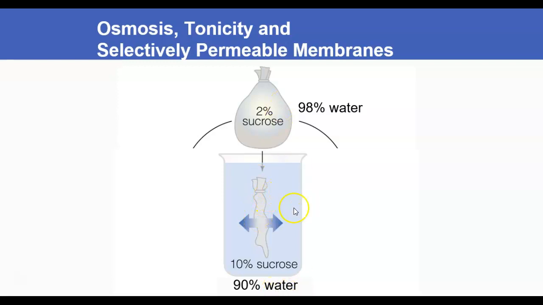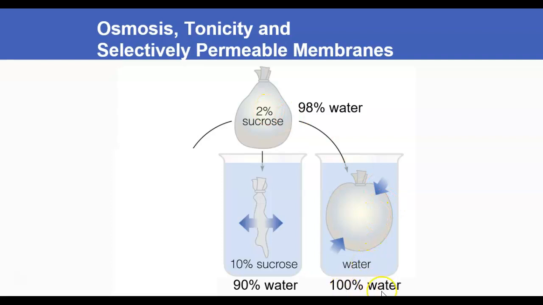So the water is going to leave the bag. If I did the opposite and I put that bag of selectively permeable membrane into water, or 100% water, now which one's bigger? 100. So now the water is going to move, again, from high concentration into the bag where there's a lower concentration.